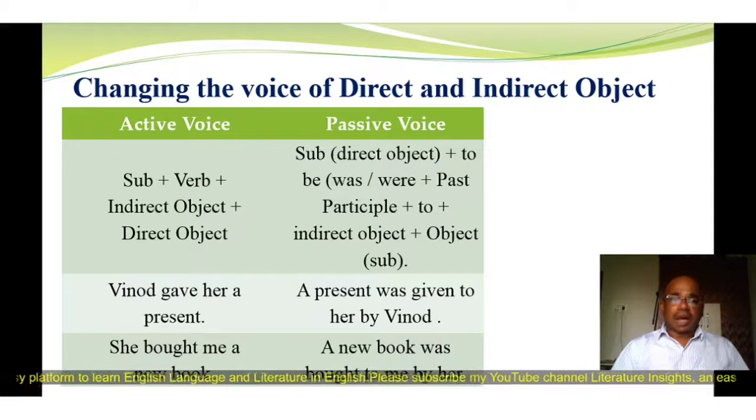So now here I have given examples. Vinod gave her a present. In this sentence you can see her is indirect object, a present is direct object. A present was given to her by Vinod. So this is the passive voice of the active voice. She bought me a new book. A new book was bought to me by her. So these are the examples of direct and indirect object in the sentence. So the student has to keep in mind the structure or formulas of these sentences, so that it will be helpful to change the active voice to passive voice very easily.